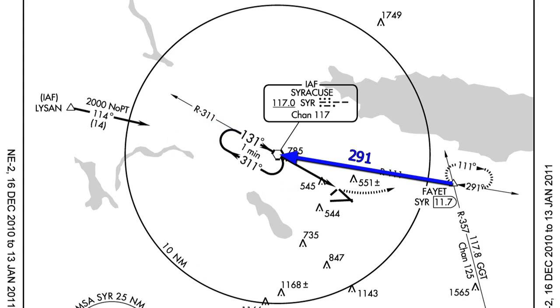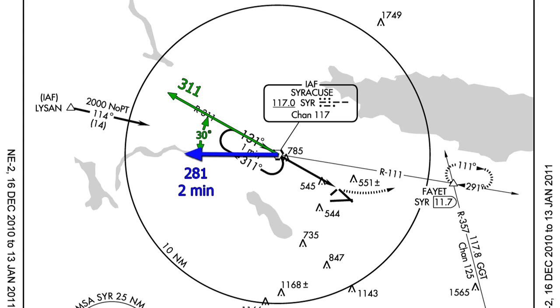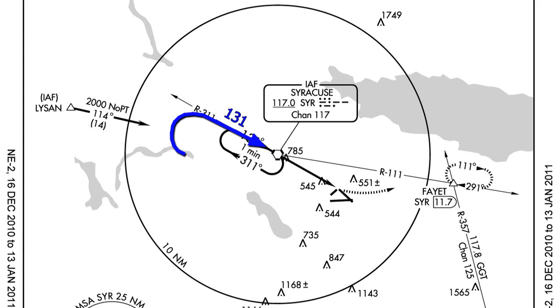Now, I hope some of you guys remember how to do a teardrop procedure turn. Once we reach the Syracuse VOR, we'll fly a heading that is 30 degrees offset from our outbound heading. Our outbound heading here is 311. That means that we're going to fly a heading of 281 for 2 minutes. So once we reach the Syracuse VOR, we'll fly a heading of 281 for 2 minutes. We're going to do a half standard rate turn, come back and intercept a heading of 131 to the Syracuse VOR. This is all going to happen at 2,000 feet.